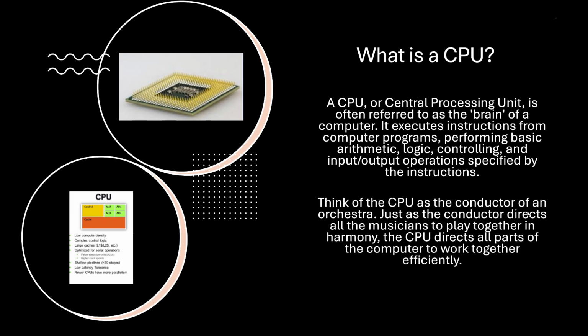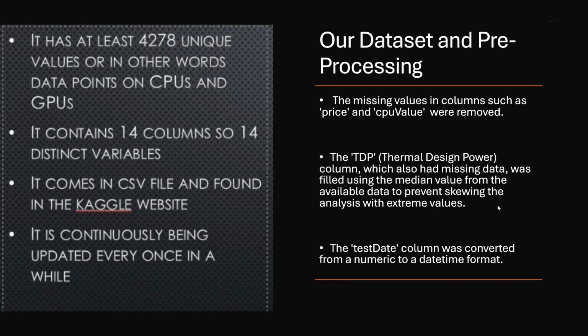Now, moving on to our data set and pre-processing of our data. So, our analysis begins with a comprehensive data set that had at least 4,278 unique values or data points. It contained 14 columns and 14 distinct variables. It was in a CSV file that we found on the Kaggle website. From this data set, we removed any missing values in crucial columns like price and CPU value. Ensuring data quality pre-processing is essential for accurate statistical analysis.